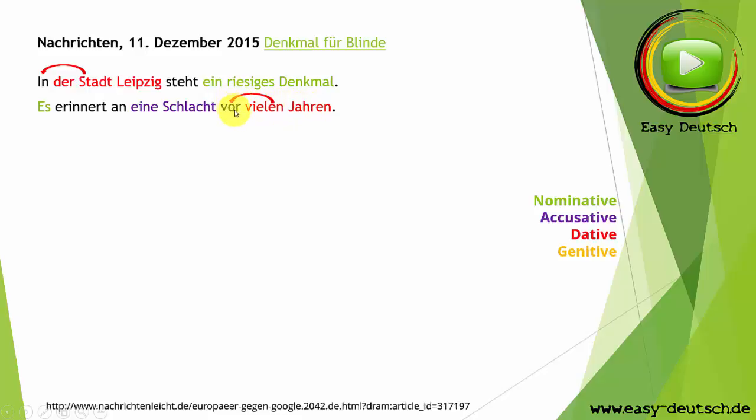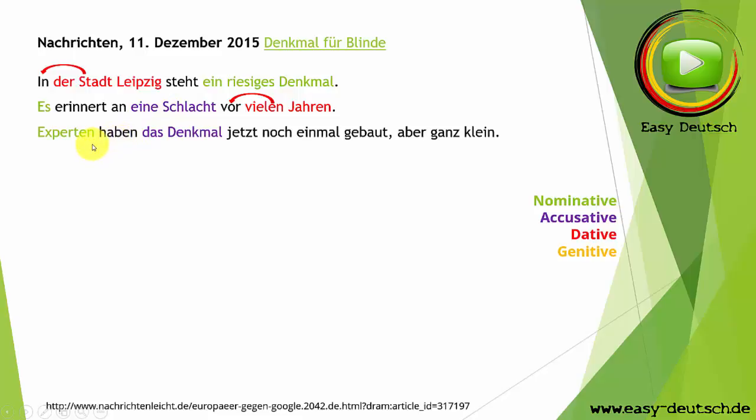Vor as a temporal preposition always uses dative case. And eine Schlacht, there I forgot the arrow, is accusative case due to the preposition an. Erinnern an always uses accusative case, and it's also kind of the direct object.